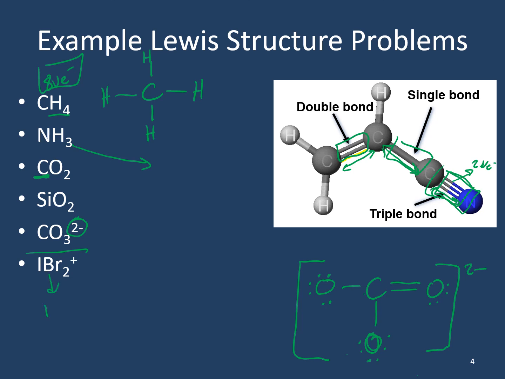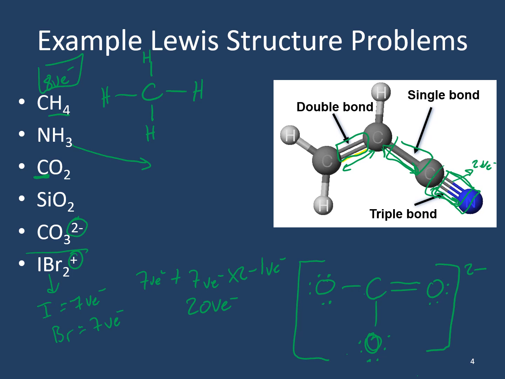Each of these, I has 7 valence electrons, whereas Br also has 7 valence electrons. So I have to go, okay, 7 valence electrons from I plus 7 valence electrons times 2 Brs from Br2 plus, well, actually minus, 1 valence electron, because we have this positive charge, and when we have a positive charge, we subtract 1 from it. So this gives us a total of 20 valence electrons on IBr2 plus.